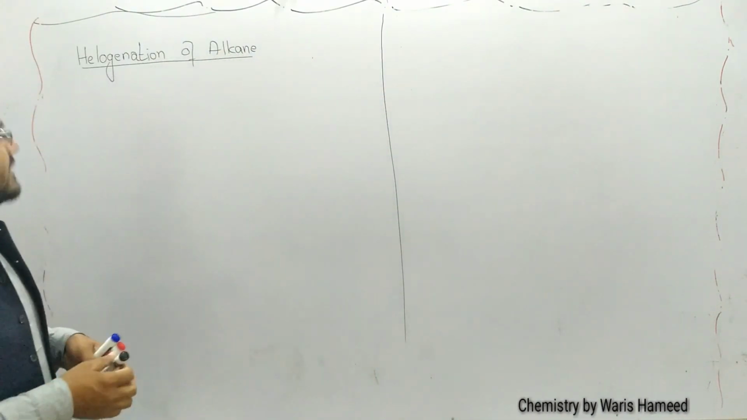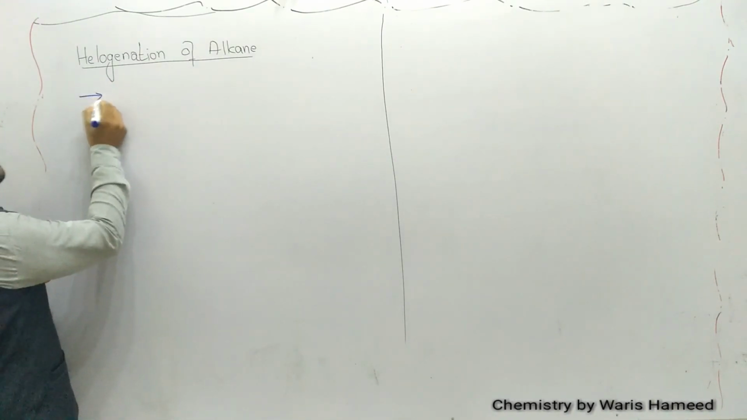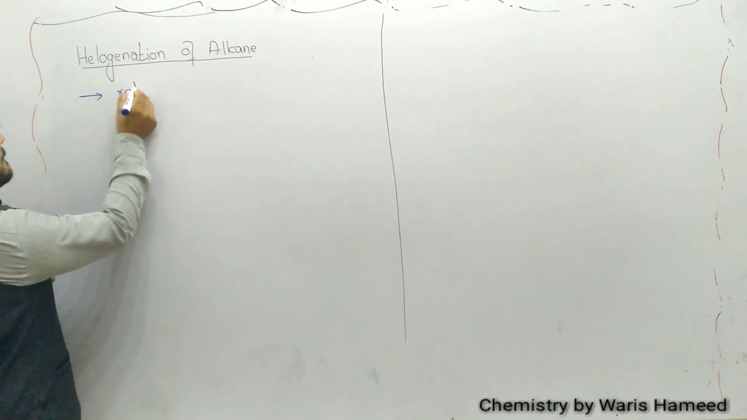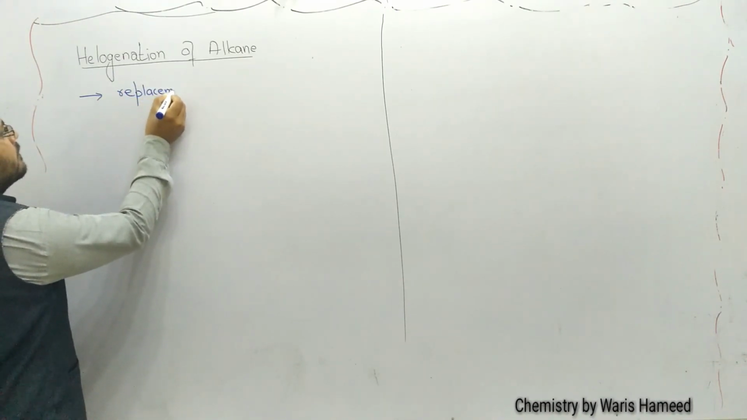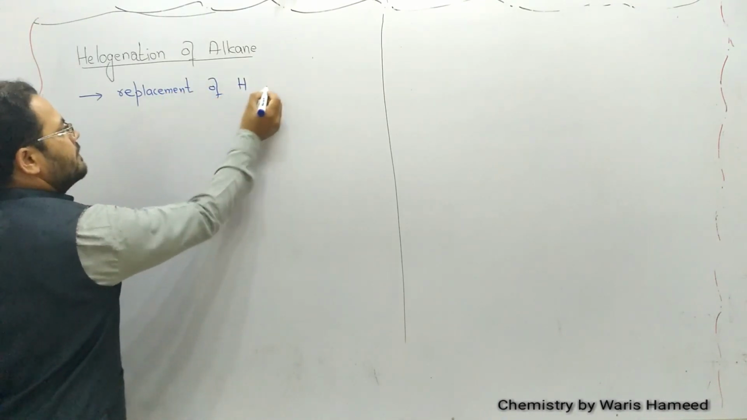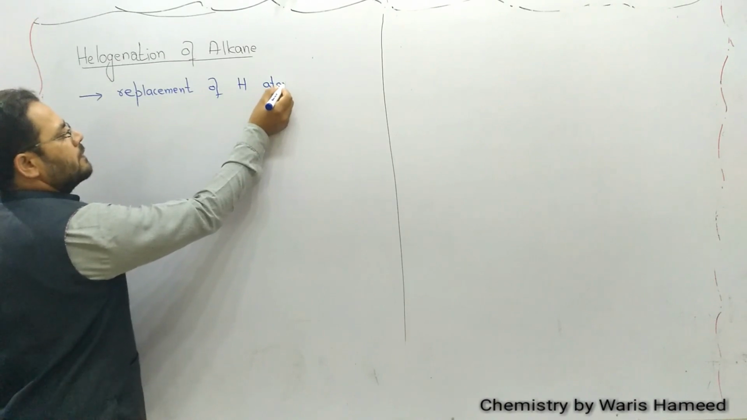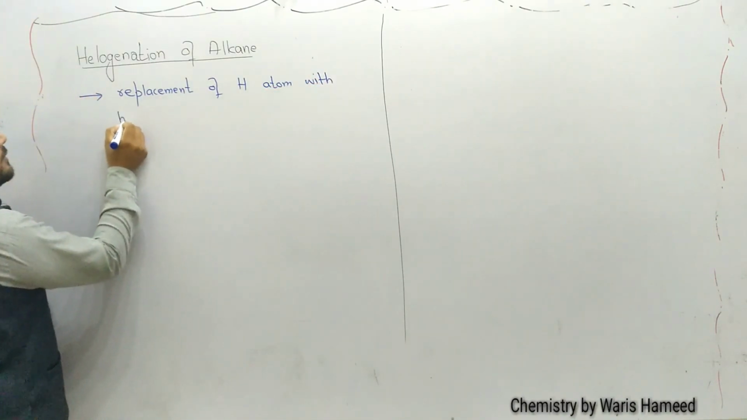First of all, what is halogenation? Halogenation is the replacement of hydrogen atom with halogen.